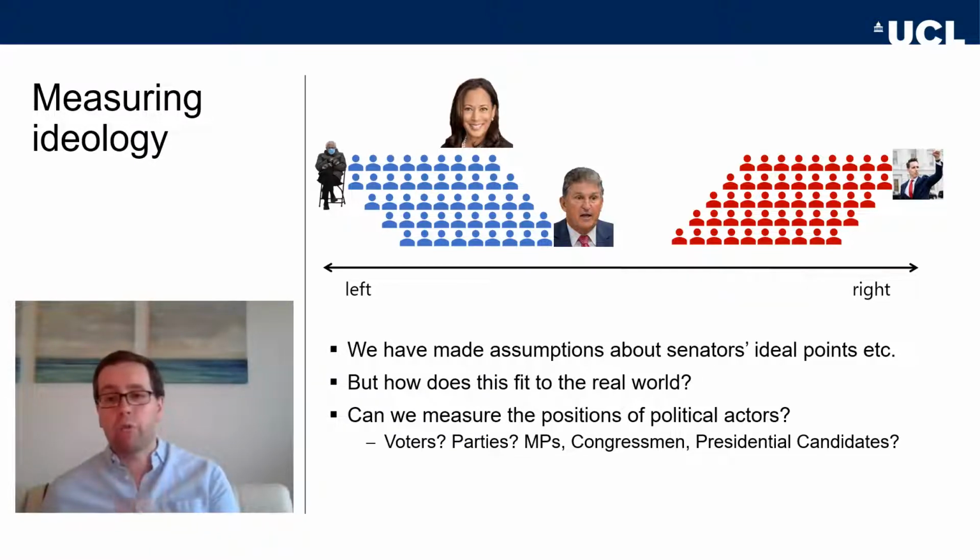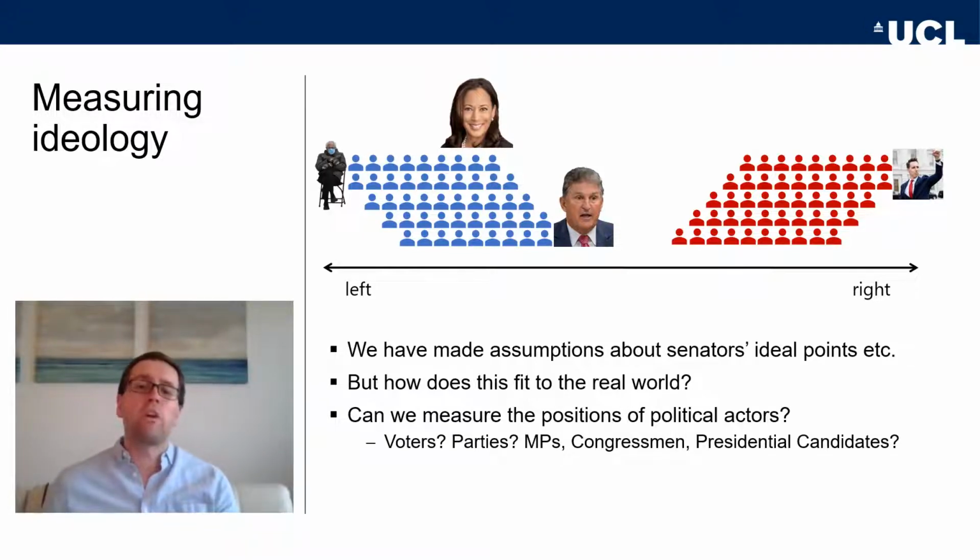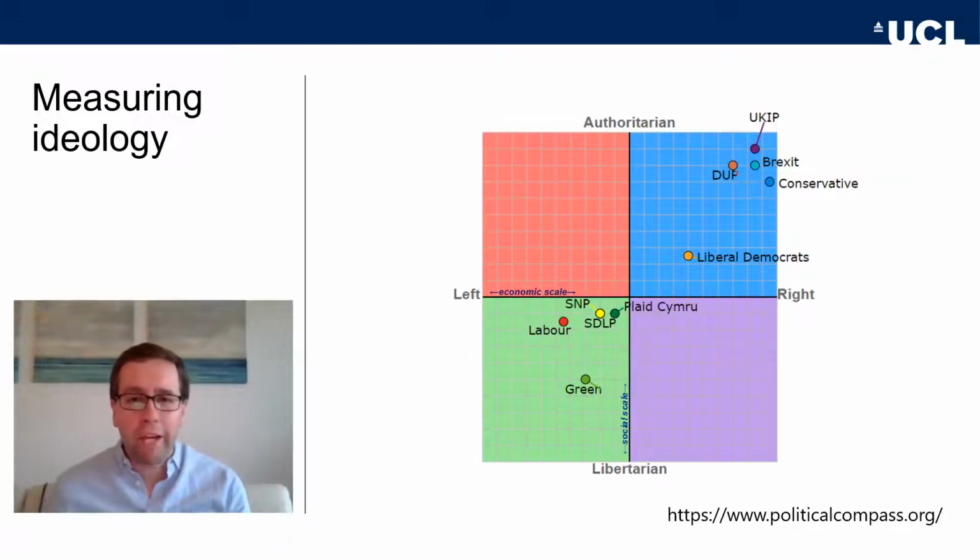So maybe what I would recommend is, again, pause the video for a second and just think about how we can measure this. How can we get at identifying the ideology of political actors, of voters or politicians, senators, parties, etc.? So take a second and think about it first before you move on. Did you come up with some mechanisms to identify positions of political actors?